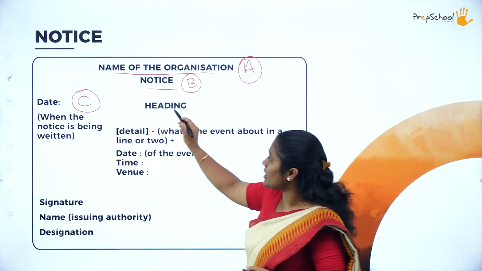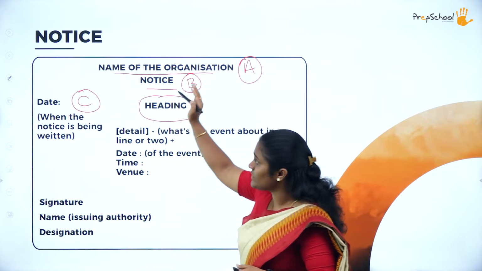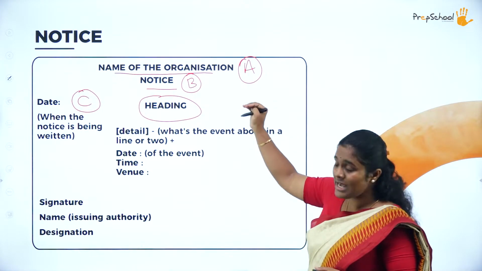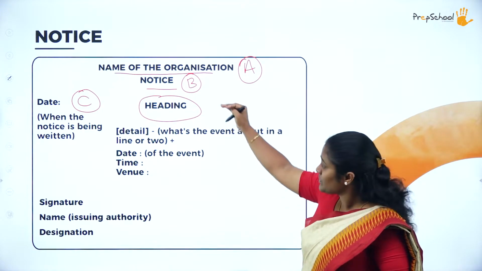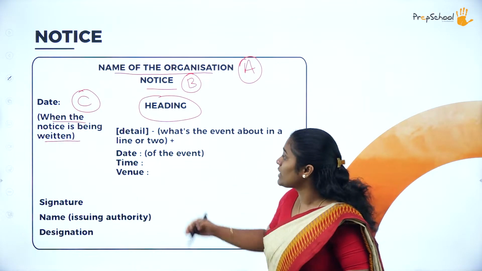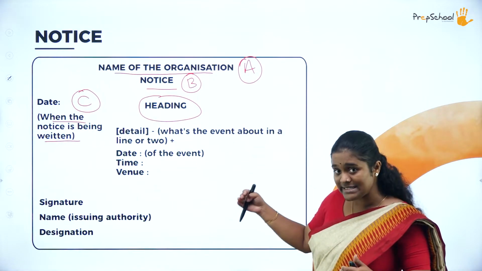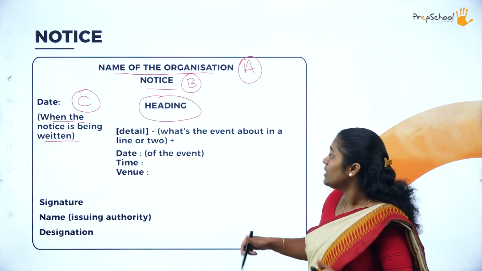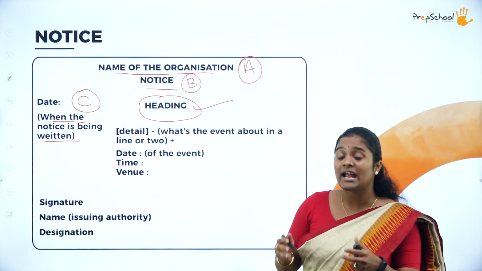Next up, let's come to the heading. So in the first line you have written the name of the institution. Then in the second line you have written notice. In the third line you have written the date when the notice is being written. Okay. Then in the next line, the following line, you have to write the heading. Now what is a heading?